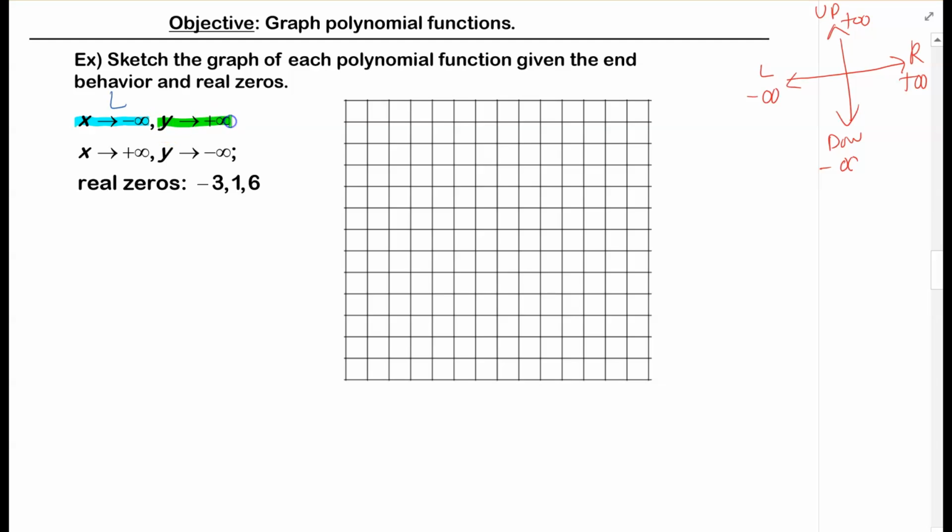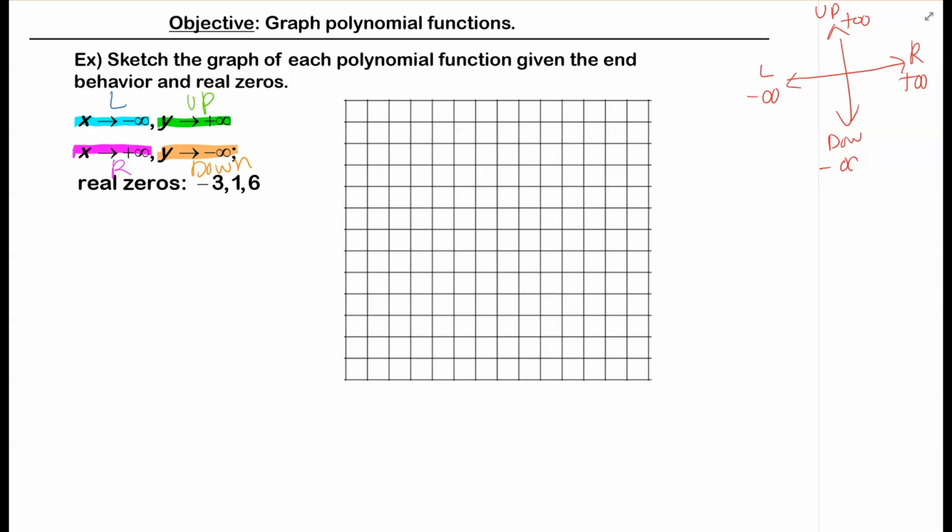Y goes to positive. So the y-axis is going to positive, is going upwards. So my y value is going to go up. And then for my other side, I have as x approaches positive infinity. So positive infinity on the x-axis is going to the right side. Y goes to negative infinity. So if I look at the y-axis going to negative infinity, it's going to go down. Oops, sorry. And then my real zeros are -3, 1, and 6.